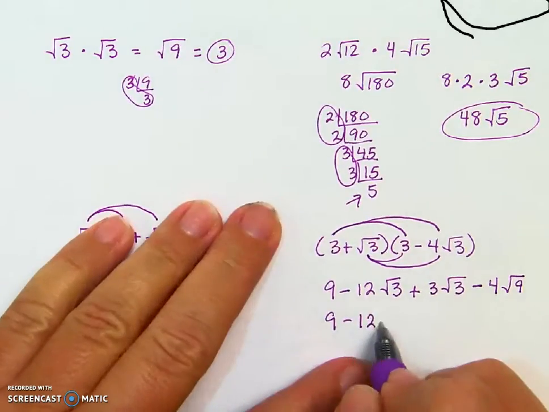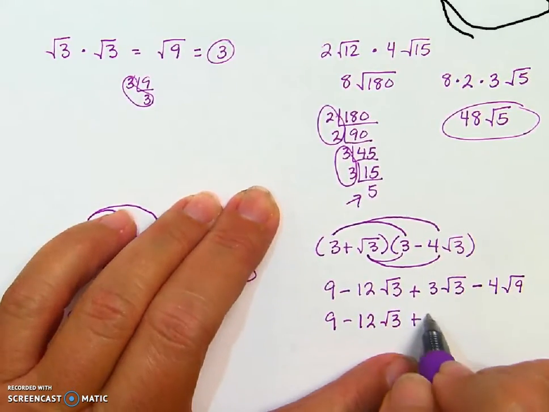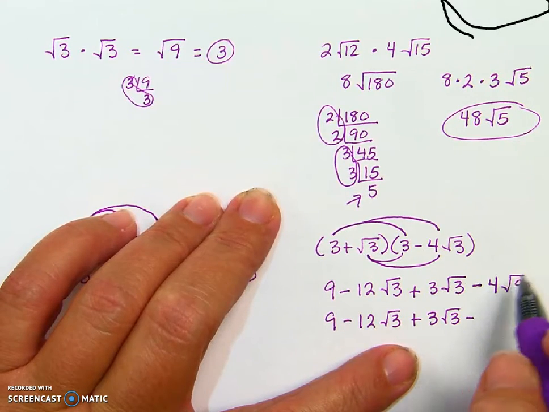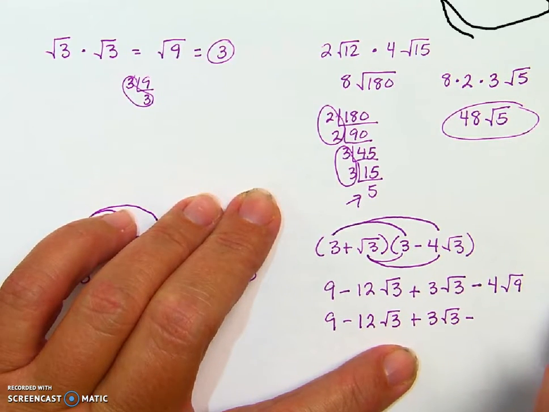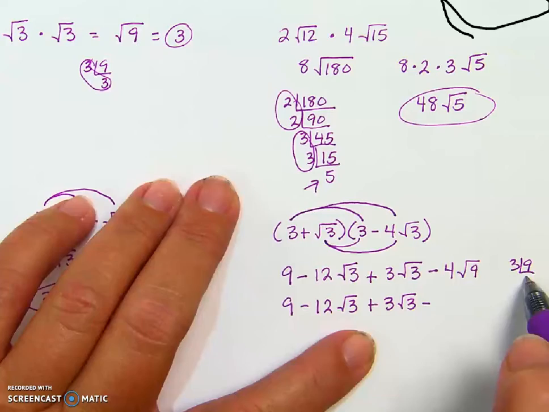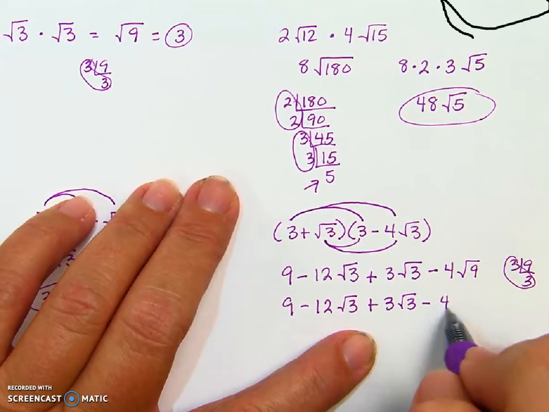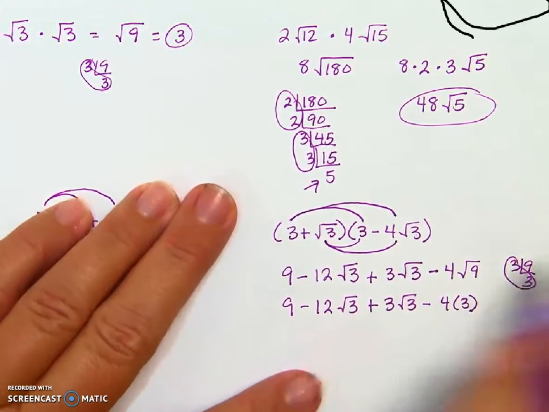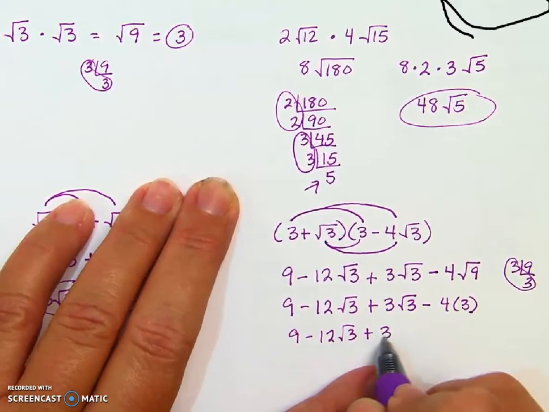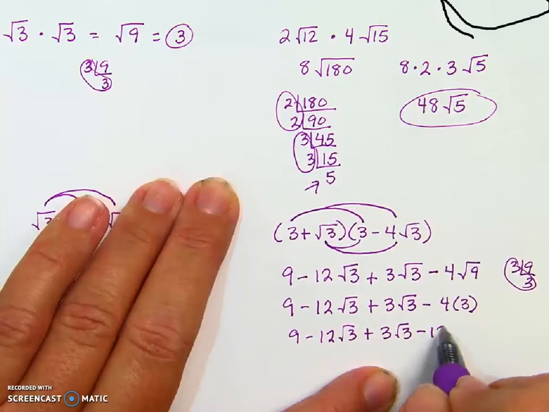9 minus 12 on the square root of 3 plus 3 on the square root of 3 minus, okay, look at this one. That square root of 9 simplifies. We already know square root of 9 is 3, but if you don't, you need to practice breaking that down. 3 goes in there 3 times. So we have 4 times 3, which is 12. I'm going to write it again: 9 minus 12 on the square root of 3 plus 3 on the square root of 3 minus 12.